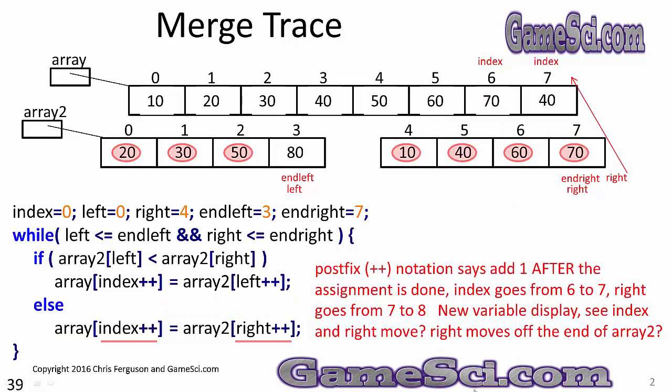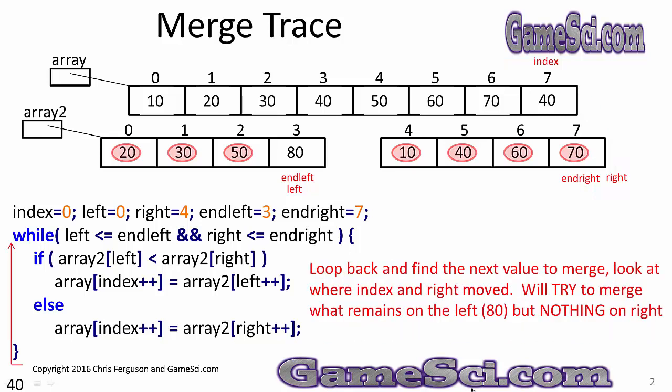Postfix notation says add 1 after the assignment is done. Index is going from 6 to 7. Right just moved from 7 to 8. See how index and right move? Right just moved off the end of the array too. This is different. Right just moved off the end of the array. I have a feeling something's going to change.